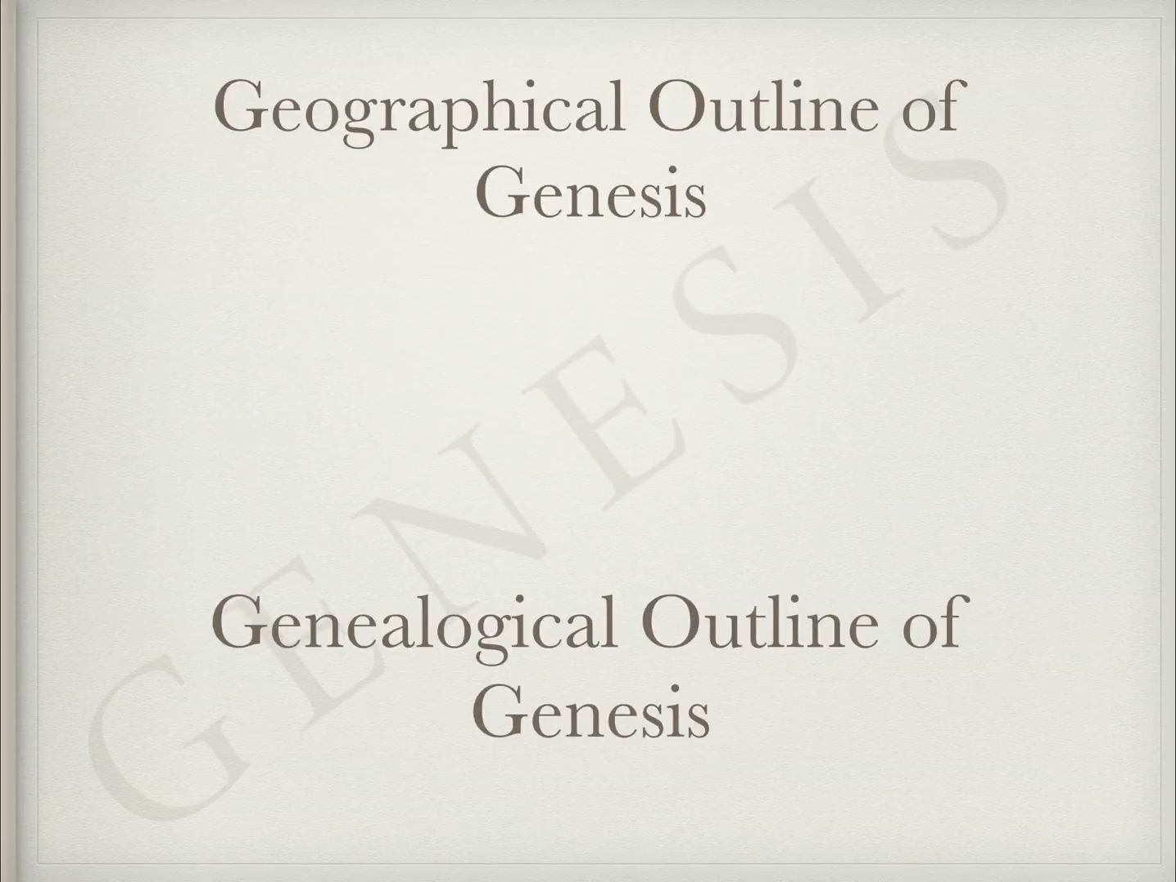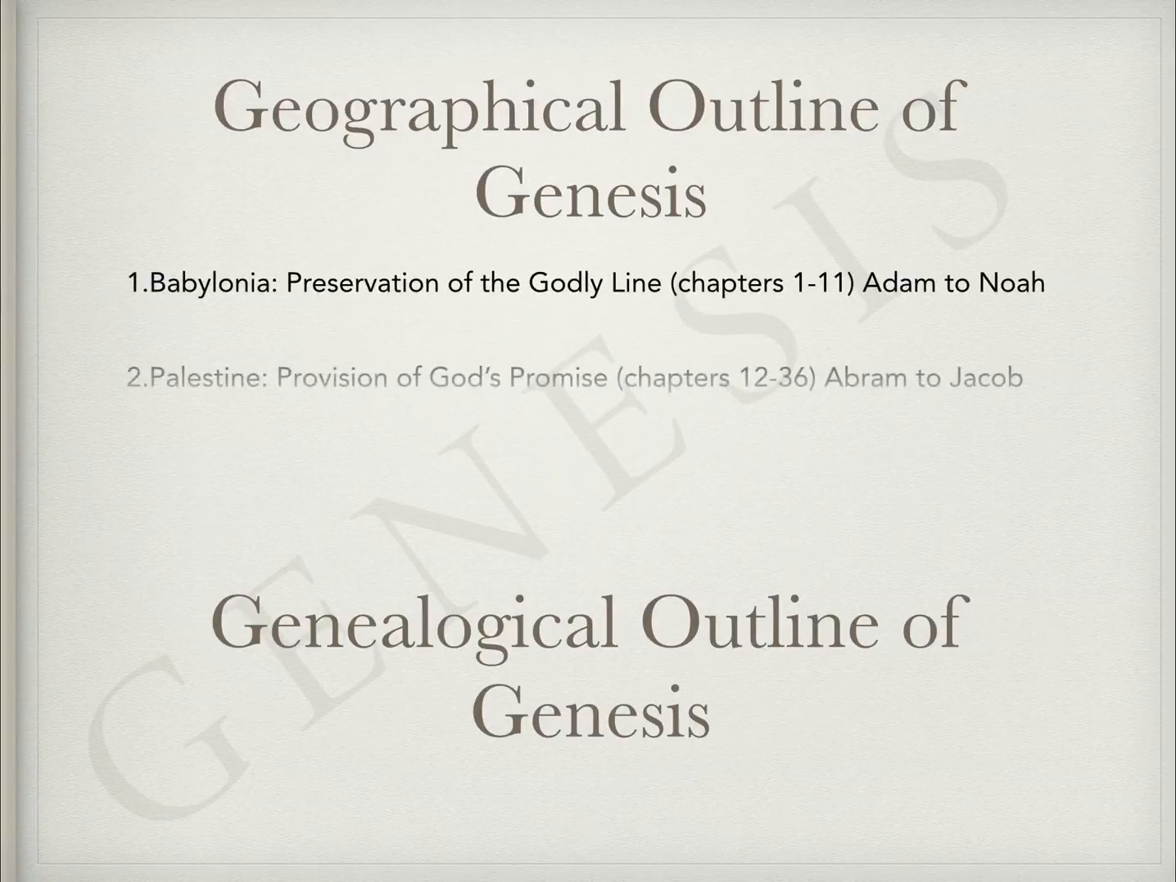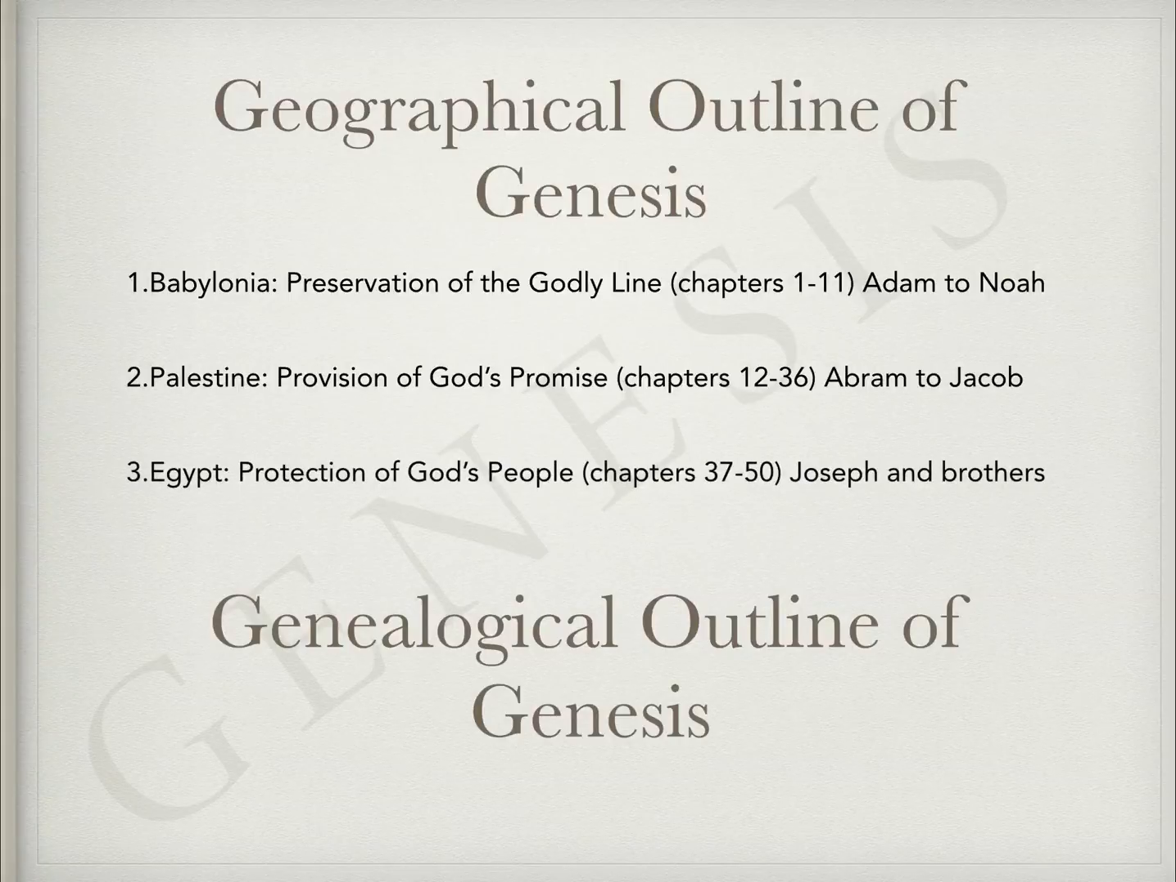In the geographical, we look at the three different regions: Babylonian, Palestine, and Egypt. And it just nicely progresses from the preservation of the godly line, the provision of God's promise, to the protection of God's people in chapters 37 to 50.